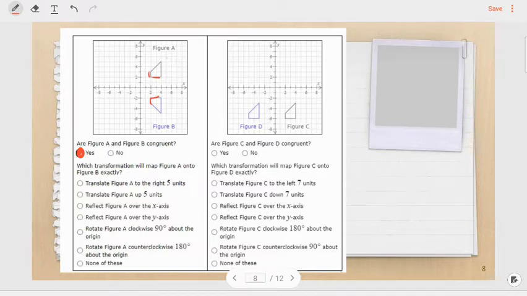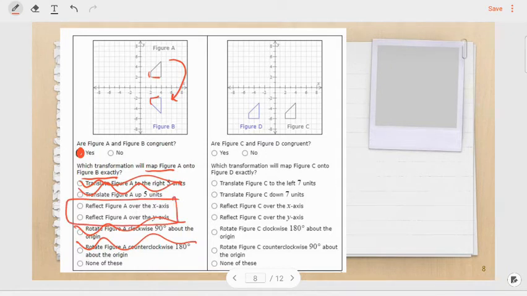Now on this one, to go from figure A to figure B, which is the direction it's asking, I want to know what it is that I'm doing. Well, it looks like a flip, so it's not any of the translating. It's not any of the rotating. I'm going to see if it's either of these reflecting. So did it reflect over an axis? Yes. It flipped over this line, which is the x-axis. So figure A over the x-axis.